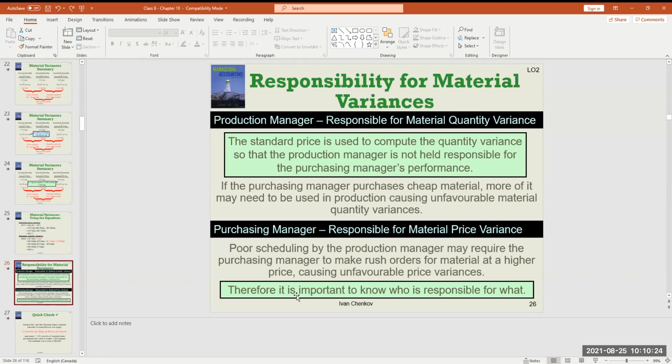Responsibility management. Who is responsible and who should we hold responsible? For the materials quantity variance, we're going to hold responsible the production manager. The production manager is the one who decides how much material he should use to produce those 2,000 units. So he will be responsible.